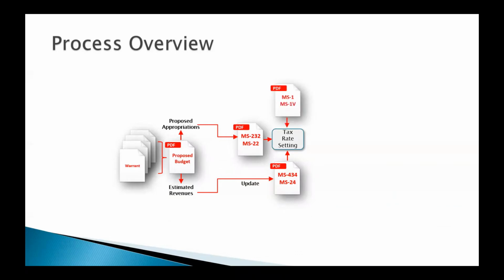And then we use the MS1 or MS1V for villages. This comes from your assessor. This is a summation of your total assessed value. So you take your net appropriations, divide them by your total assessed value, and that gives you your tax rate. And again, I'm simplifying the calculation here for this demonstration.